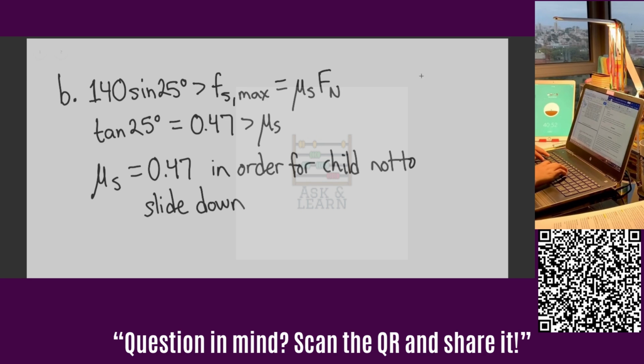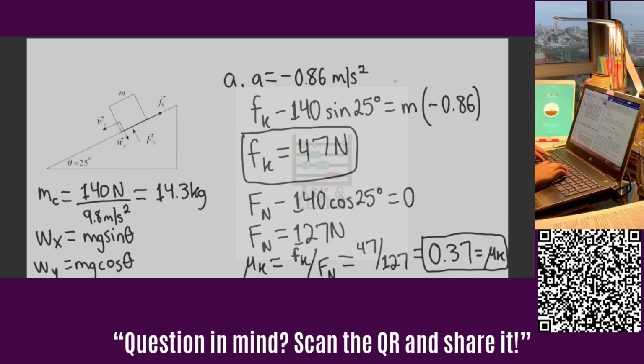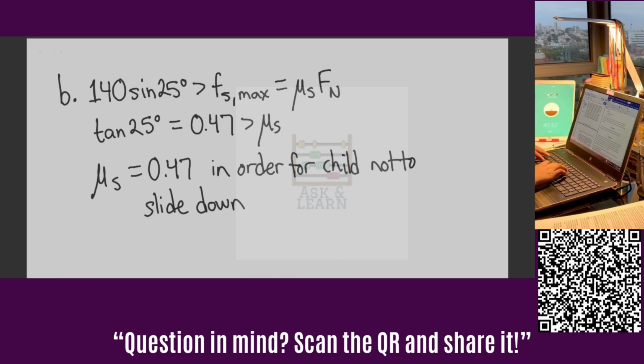Now, notice that the coefficient of static friction is a bit greater than the coefficient of kinetic friction. Of course, that is to be expected. The coefficient of kinetic friction would never exceed the coefficient of static friction, because then, of course, the child would not move.